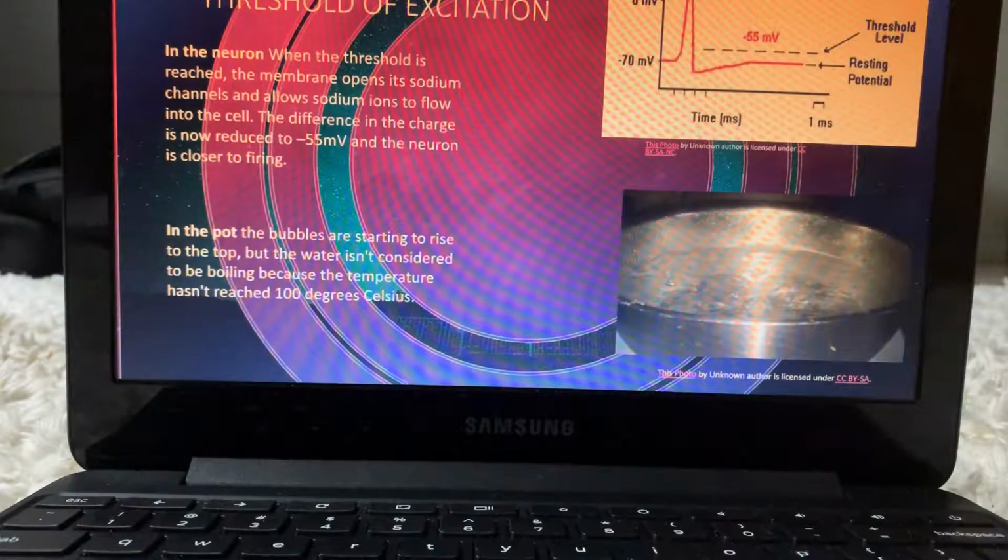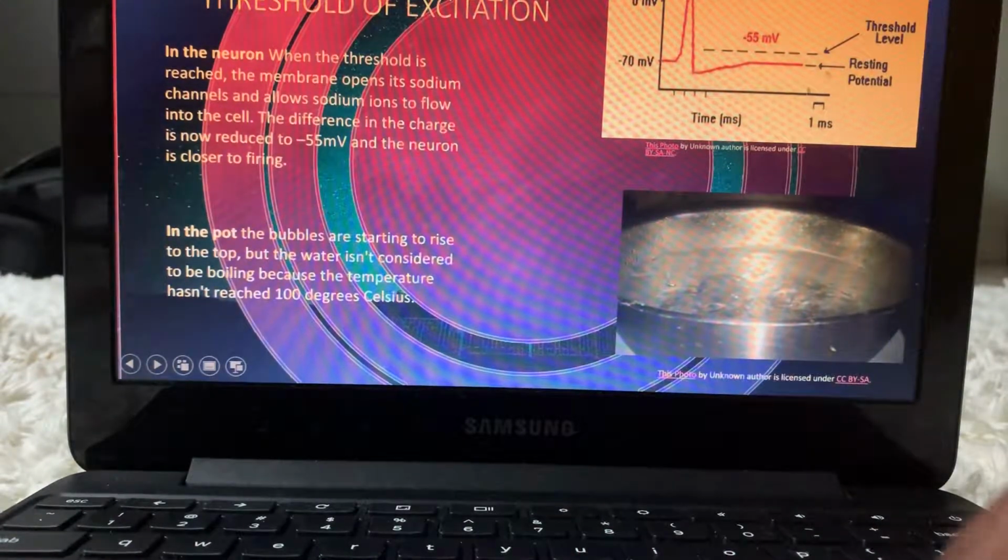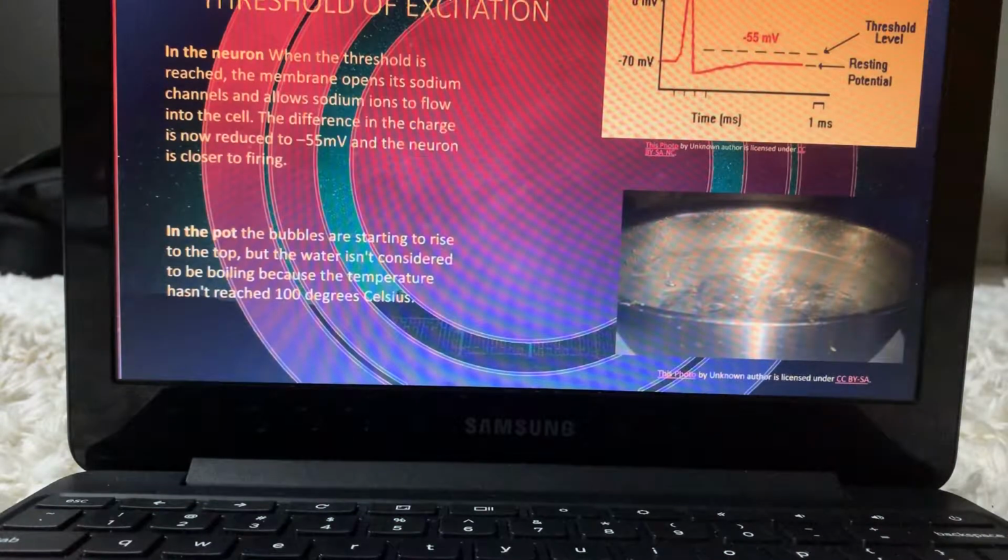At the threshold of excitation. As in the picture, we can see that the difference has decreased to negative 55 instead of negative 70. This is the typical threshold level. And the depolarization is bringing the neuron closer to firing. We have sodium entering the cell. If we don't have enough sodium entering the cell, it's because the stimulus wasn't strong enough to trigger an action, which is like a false alarm, and it's known as a graded potential.